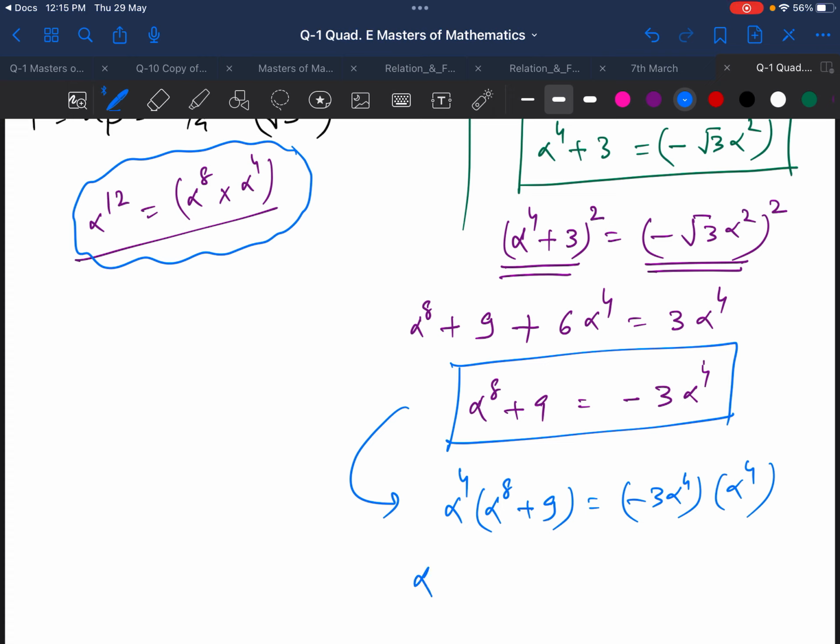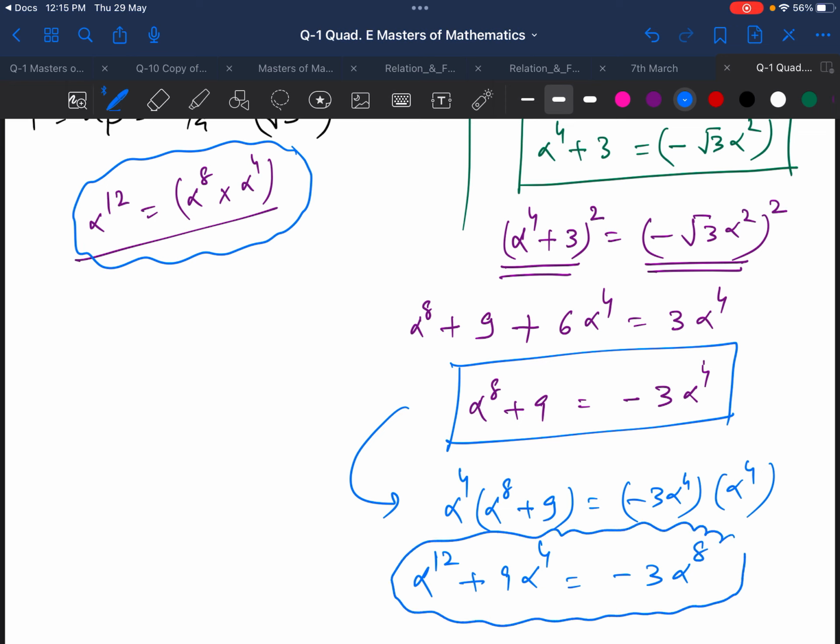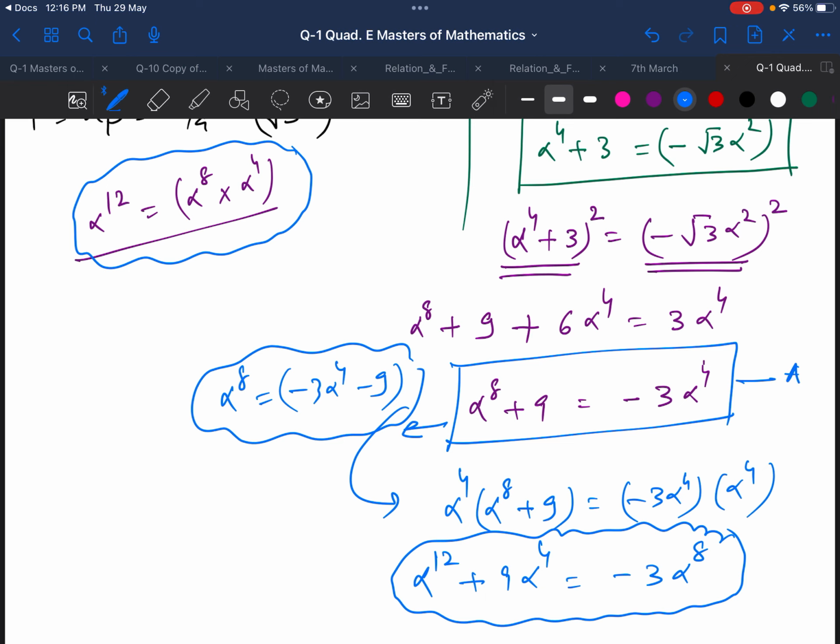So what I get is alpha raised to power 12 plus 9 times alpha 4 equal to minus 3 times alpha 8 (bases are the same, so powers will be added). So I got this expression, and I know that alpha raised to power 8 can be written as minus 3 alpha 4 minus 9. From this equation, I can say this is equation A.